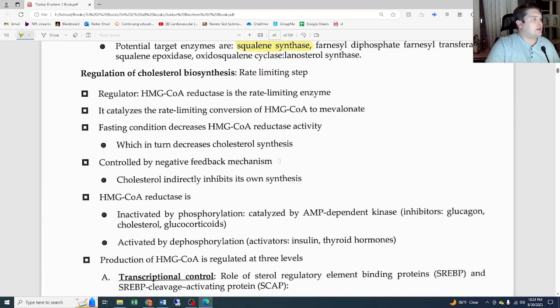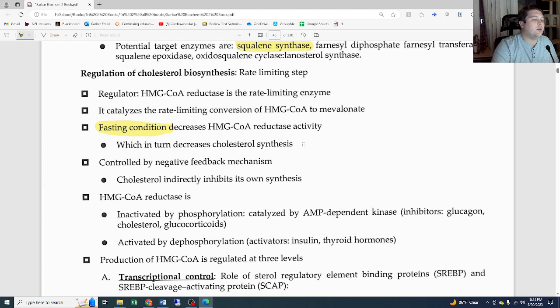Okay, so the regulation of cholesterol biosynthesis. We have a rate-limiting step. HMG-CoA reductase is that rate-limiting enzyme. It catalyzes the rate-limiting conversion of HMG-CoA to mevalonate. The fasting condition decreases HMG-CoA reductase activity. So if we are in a fasting condition, we are decreasing that reductase activity, which in turn decreases cholesterol synthesis.